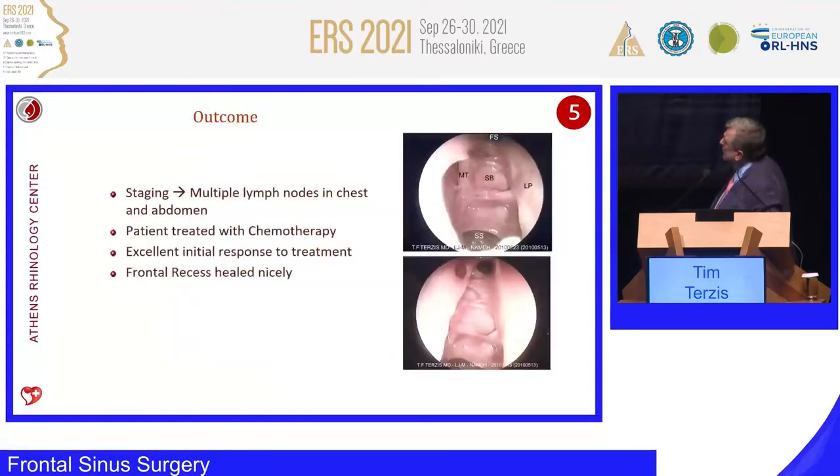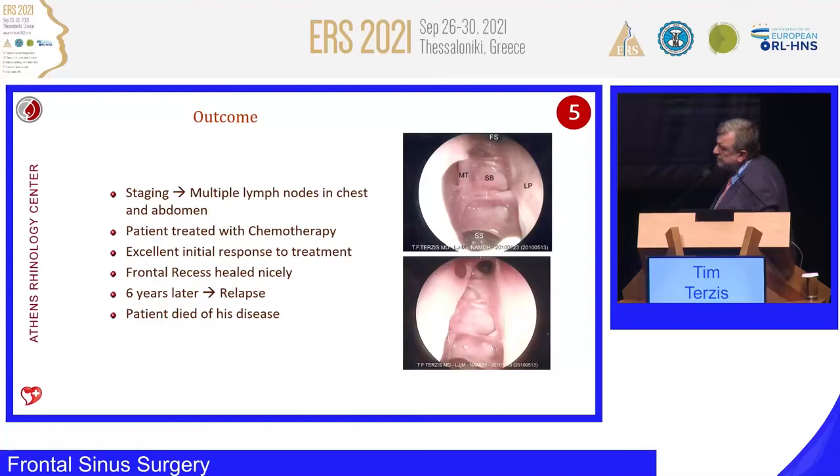So the patient was staged and treated with chemotherapy. Excellent initial response to treatment. The frontal recess healed nicely, as you see here. But then he came back 6 years later with a relapse and died of his disease.